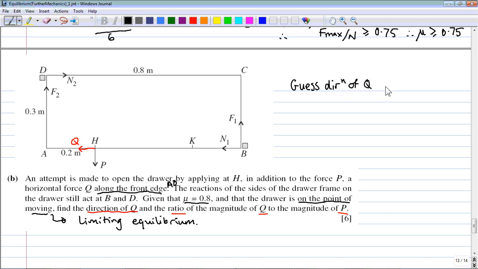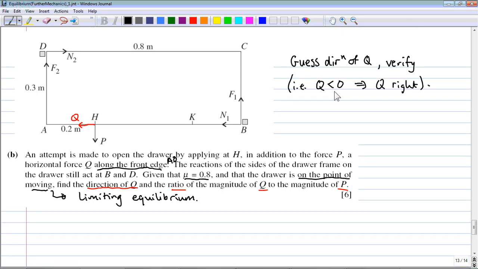I mean to the left or right, and then we can verify, which means that if our equations show that Q is negative, it means that Q is to the right. I hope that's clear. That's a useful trick to remember: if you have a slightly complicated problem where you're not 100% sure of the direction of a force, well, you're sure of the line of action of the force, but you're not sure of its direction, you can simply work out if it's positive or negative.